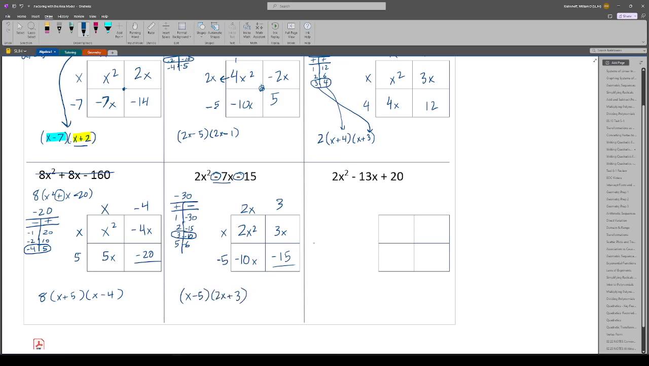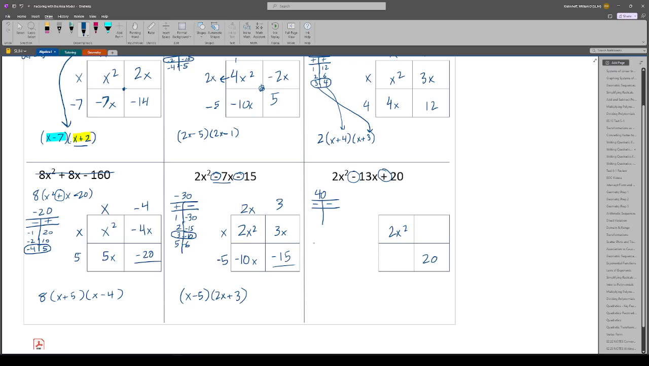The last one, there's no GCF, so we can go ahead and place 2x squared and 20, and we're going to put a times c. 2 times 20 is 40. Our signs, we have a positive here, so they're the same sign, and a negative here, so the bigger one is negative. Or they're both negative, sorry. Same sign and they're negative. It's true, the bigger one is negative, but also they're the same.